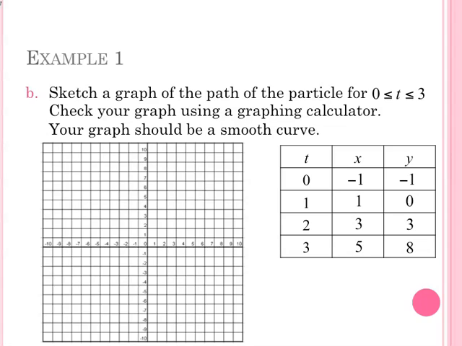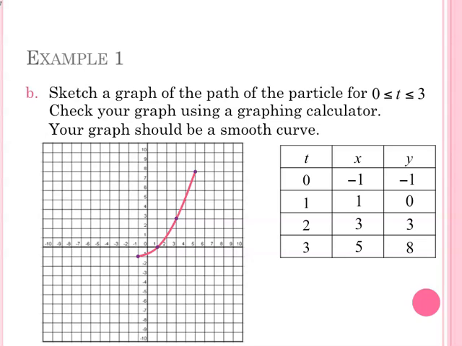Check your graph using a graphing calculator. Your graph should be a smooth curve. All right, so plugging in negative 1, negative 1; 1, 0; 3, 3; 5, 8. And then you want to draw this as curved as you can.